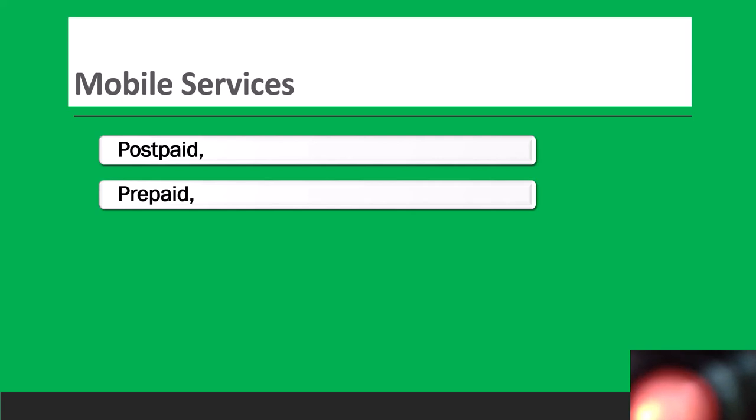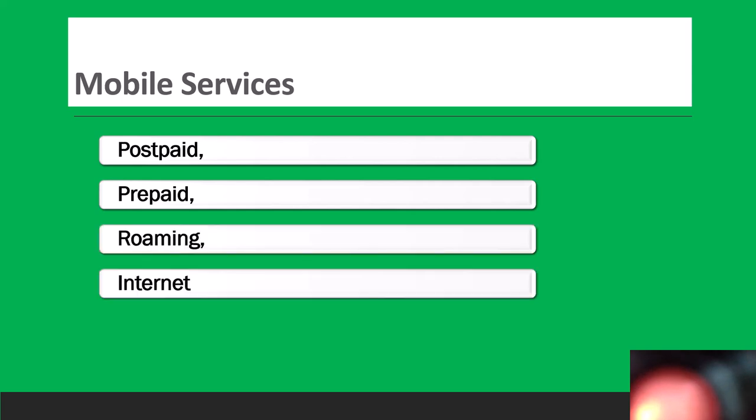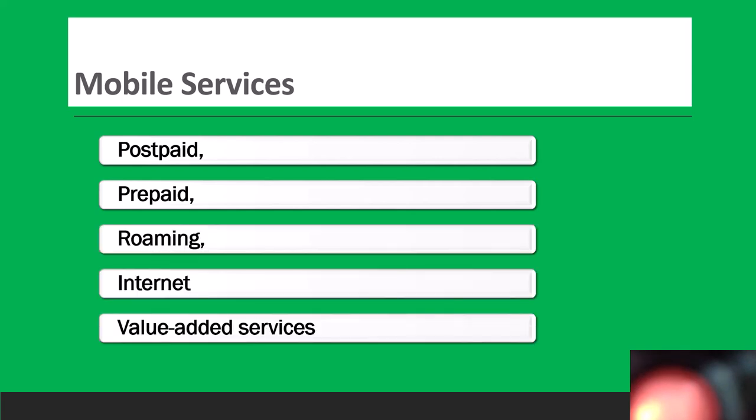So in mobile services we have postpaid, prepaid, roaming, internet, value added services. So every thing is there. Now we are looking at the breakup. Okay. So mobile services: postpaid connection is only 2% or even less than that, prepaid is 98%.